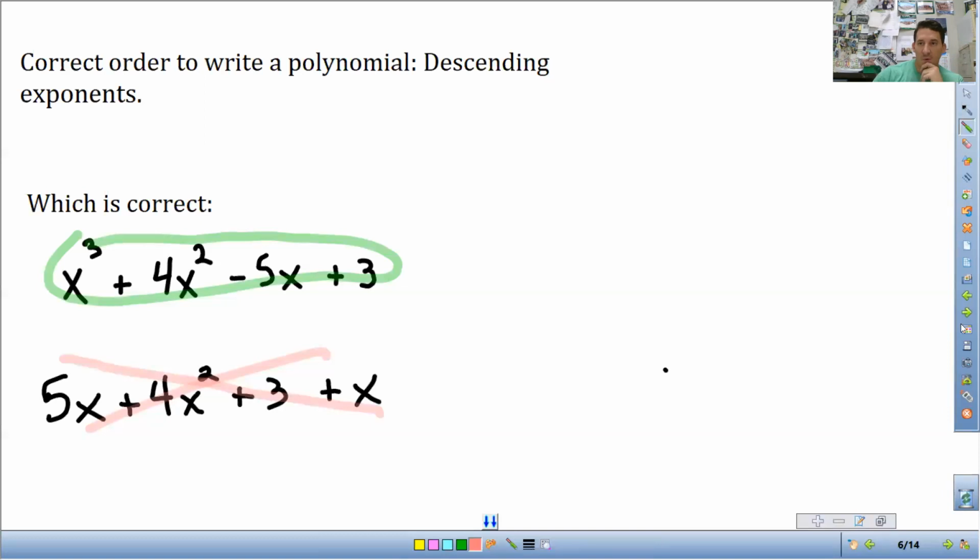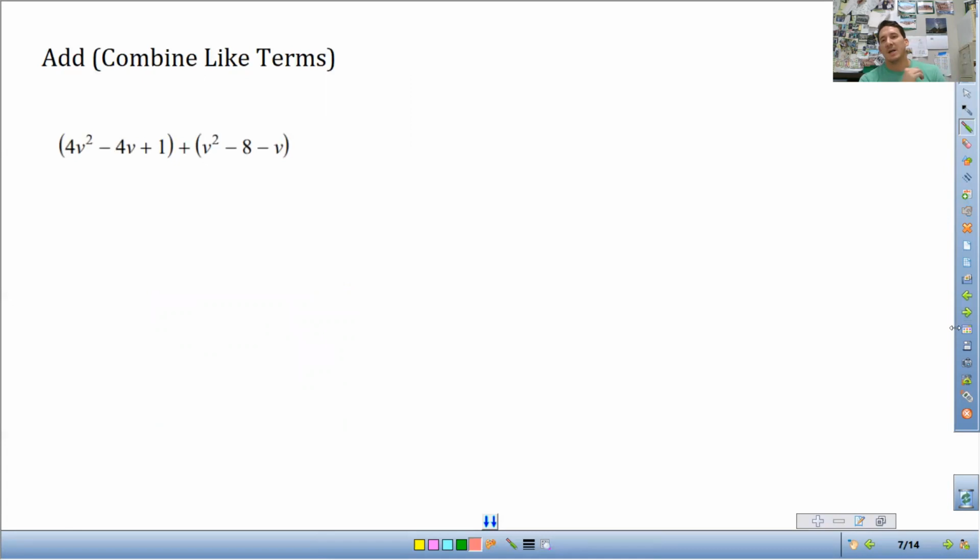So descending order, biggest to smallest. All right, so here we're actually going to get into the work of it. Adding. We're going to add polynomials. All you do when you're adding polynomials is you're combining like terms. So find the like terms.